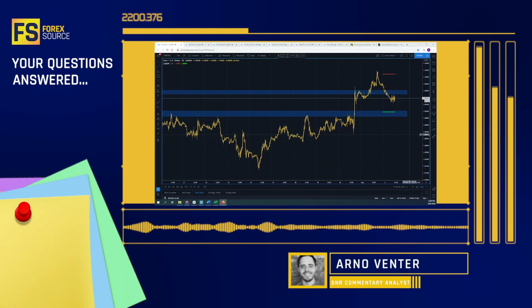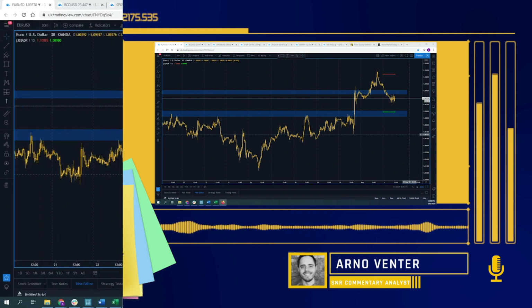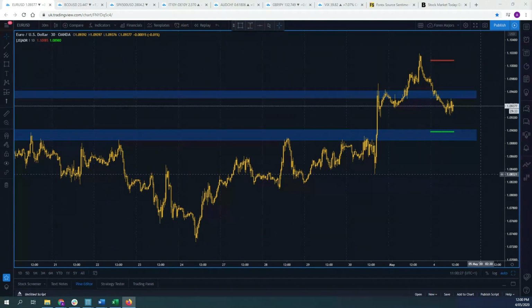Just quickly following up with a question from Ralph, who's asking us what exactly is a fair value area and how can we define it and use it in our trading. So first of all, thanks for the question, Ralph. Now, when it comes to fair value areas, we can quickly use the example of house prices as a quick analogy.